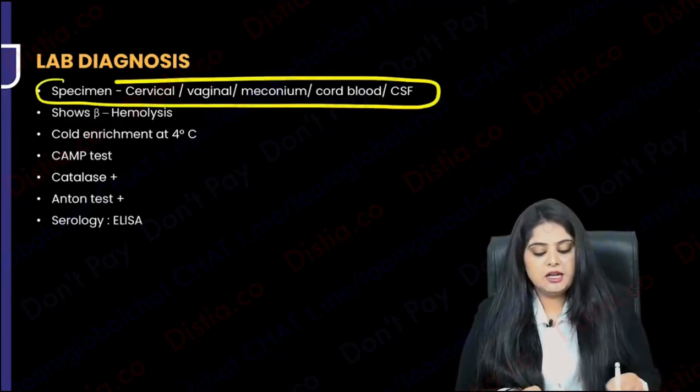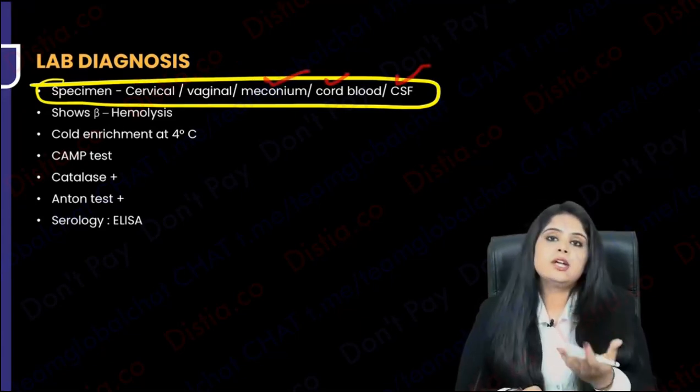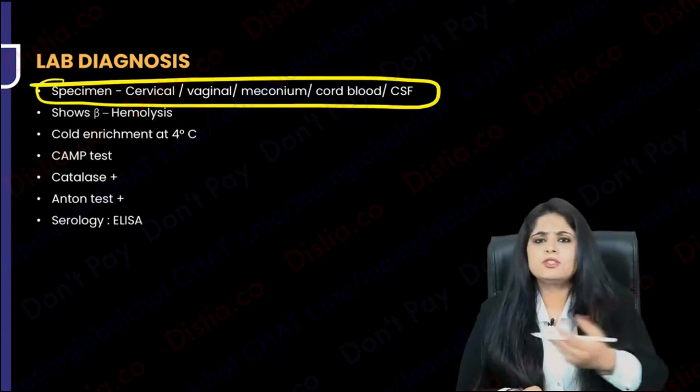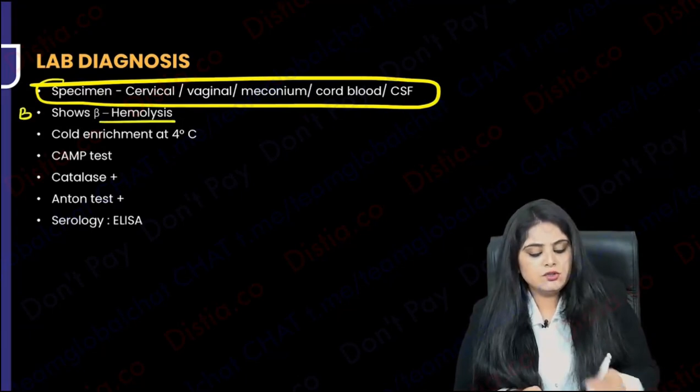That will depend on where the problem is. Is the female having a problem, cervical or vaginal, or is there a child having a problem: cord blood, meconium? If the baby has meningitis, you take CSF. So whatever the patient's complaint, you take a sample. What hemolysis? What was B? It shows you beta hemolysis.